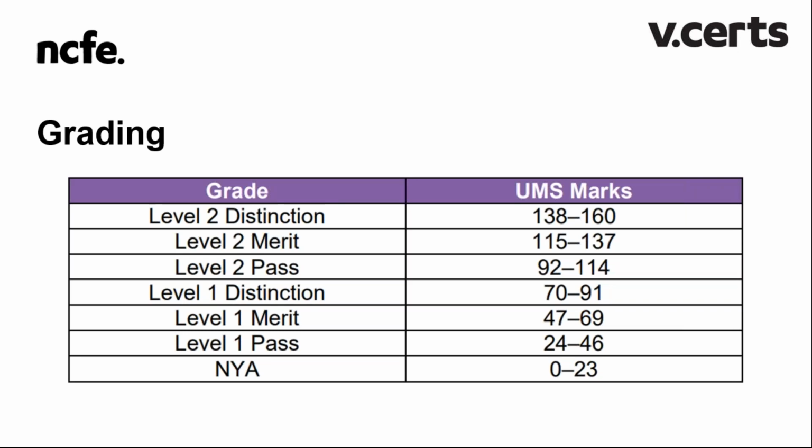So these UMS grade boundaries will never change. It's always going to be 24 UMS for a level 1 pass, 47 for a level 1 merit, and so on. But what does change each year is how many raw marks equates to those UMS marks. So that would change each year though.